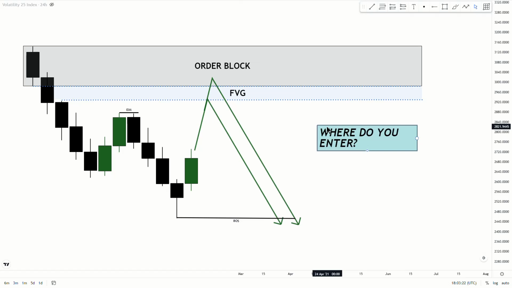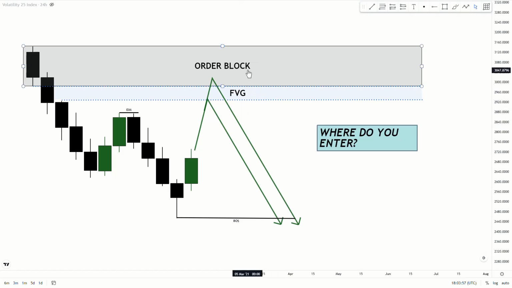So, in both the conservative approach and the aggressive approach, you draw your point of interest on the order block. You don't just draw your point of interest in the conservative one, but even in the aggressive one, you draw your point of interest on the order block. The only difference is where you start looking for a potential trade entry. In conservative, you start looking for a potential trade entry in the order block. In the aggressive approach, you start looking for it in the fair value gap.